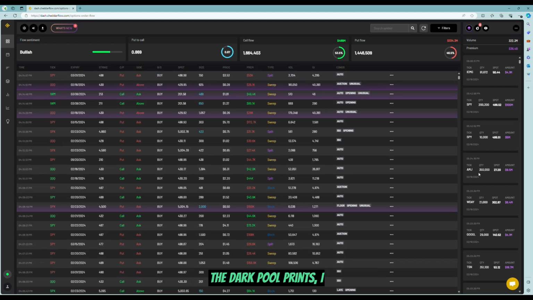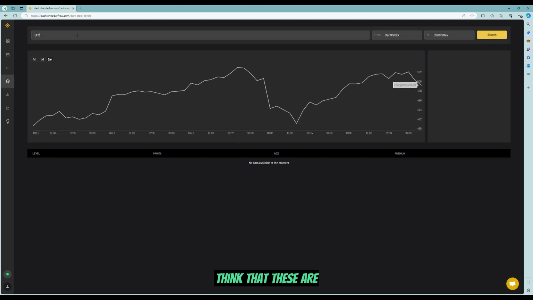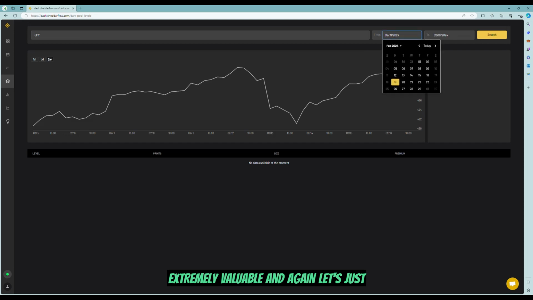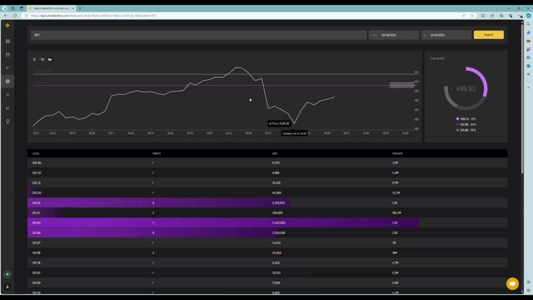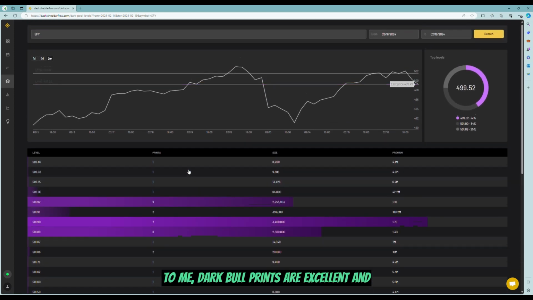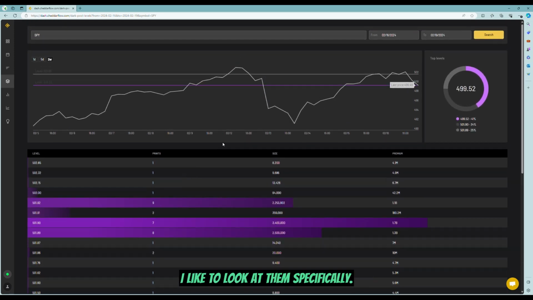Now, with the dark pool prints, I think that these are extremely valuable. And again, let's just shift the date because market's not open right now. But to me, dark pool prints are excellent, and I like to look at them specifically after market close. So, for example, a couple weeks ago, we had a situation where we had an ugly, ugly day on NASDAQ. And let me just go pull over this chart. Or, I'm sorry, on SPY. So let's come over to SPY.